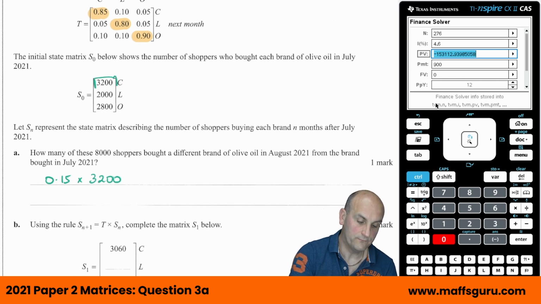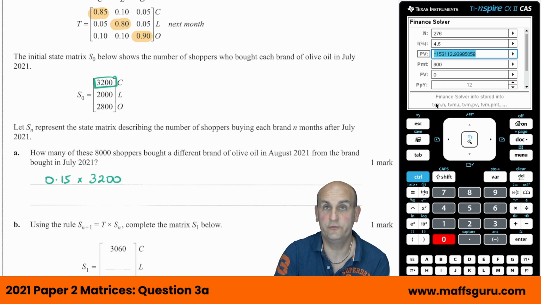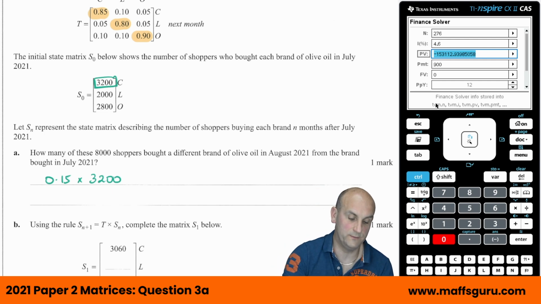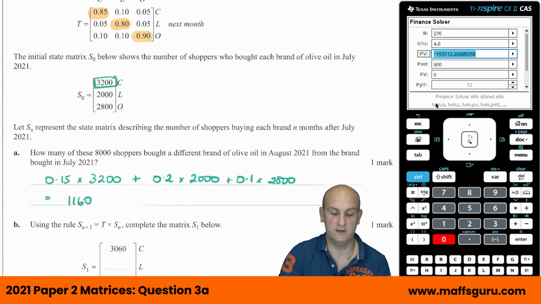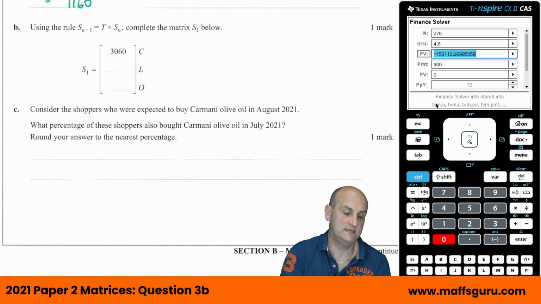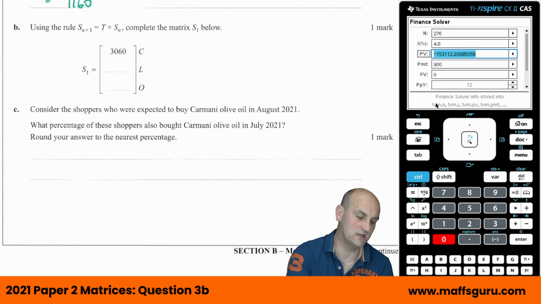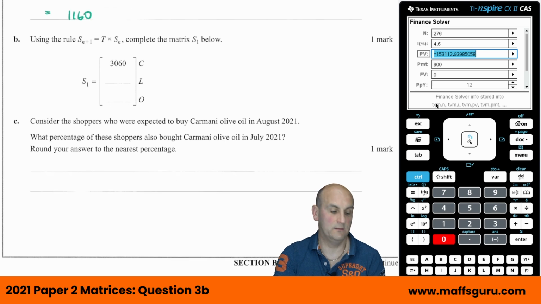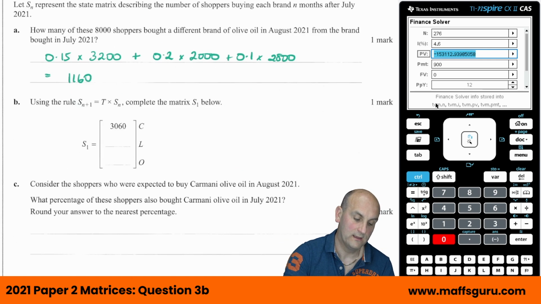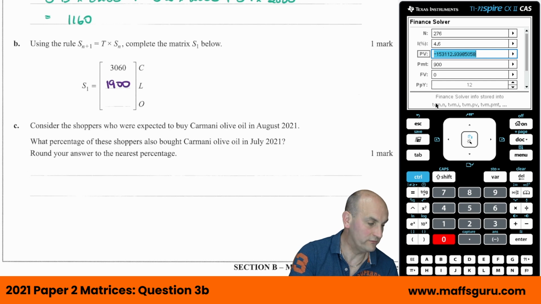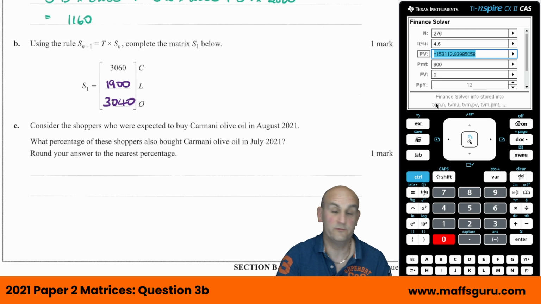Because we want the opposite, the changes, I did 15% of 3,200, so 85% of those 3,200 would stay with the brand and 15% would be moving, plus 20% of 2,000, plus 10% of 2,800. I was looking at the number of people who changed. When I put that into my calculator, I get 1,160. Using the rule, T times Sn, complete the matrix below. To cut down the length of this video, I put in my transition matrix, they gave you the order, into my CAS calculator and multiplied it by S0. Out came the values 1900 and 3040 for 1 mark.